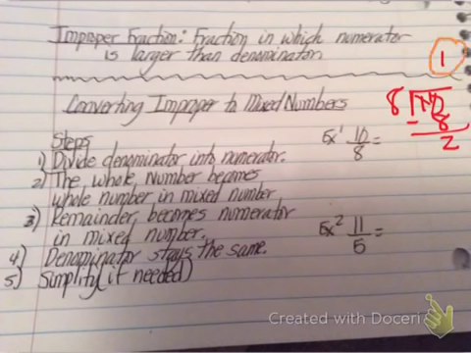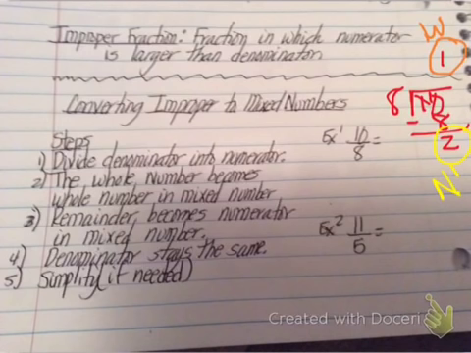This whole number here in the division problem lets me know how many whole times that 8 will divide into that 10, or how many whole groups I can form. So I formed one whole group, so that's going to be the whole number in my mixed number. That remainder is also important. That remainder tells me what was left over. That's going to be my numerator in my mixed number.